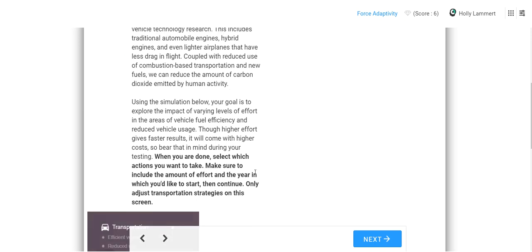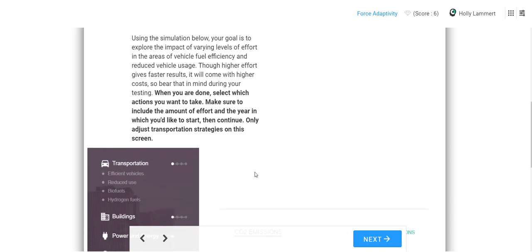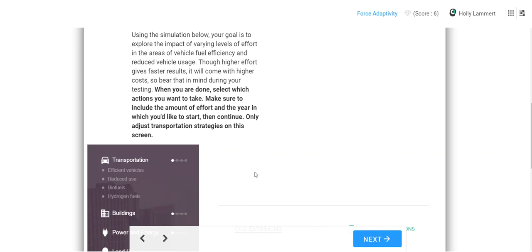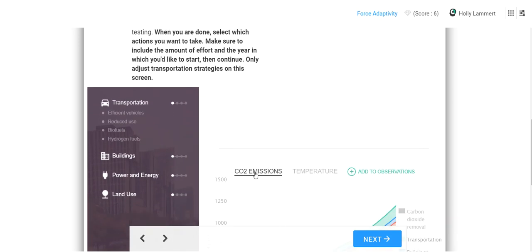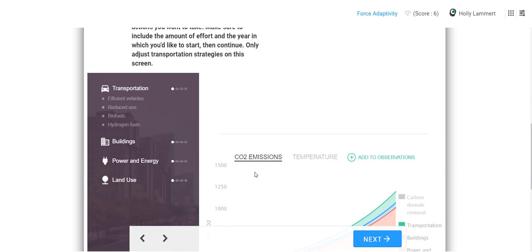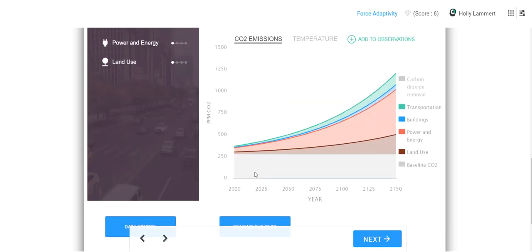Coupled with reduced use of combustion-based transportation and new fuels, we can reduce the amount of carbon dioxide emitted by human activity. Using the simulation below, your goal is to explore the impact of varying levels of effort in the areas of vehicle fuel efficiency and reduced vehicle usage. Though higher effort gives us faster results, it will come with higher cost, so bear that in mind during your testing. When you are done, select which actions you want to take. Make sure to include the amount of effort and the year in which you'd like to start, then continue. Only adjust transportation strategies on the screen. All right, so here we go.